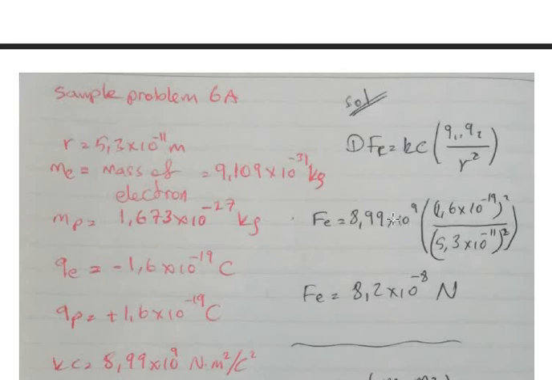So how do you calculate this? You can multiply this 8.99 with 1.6 square, or directly square 1.6 and divide it by 5.3, then multiply it by the value outside of the parenthesis. You will get Fe equal to 8.2 times 10 to the power minus 8 Newton.